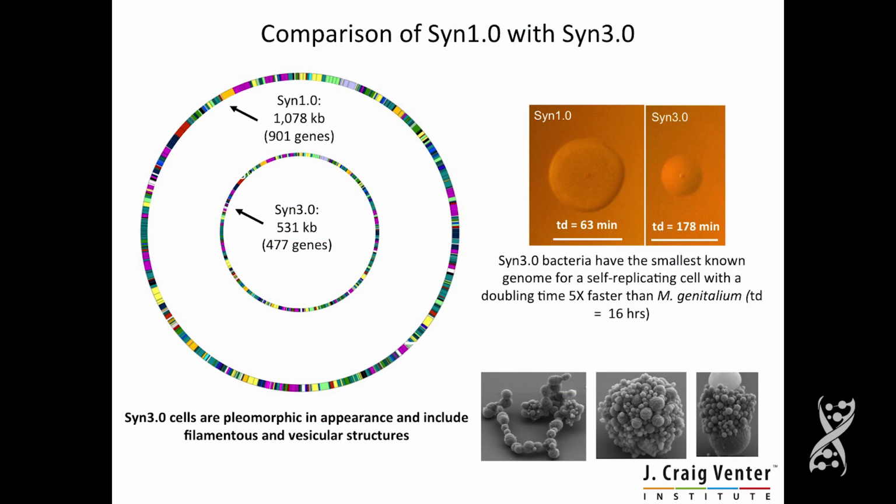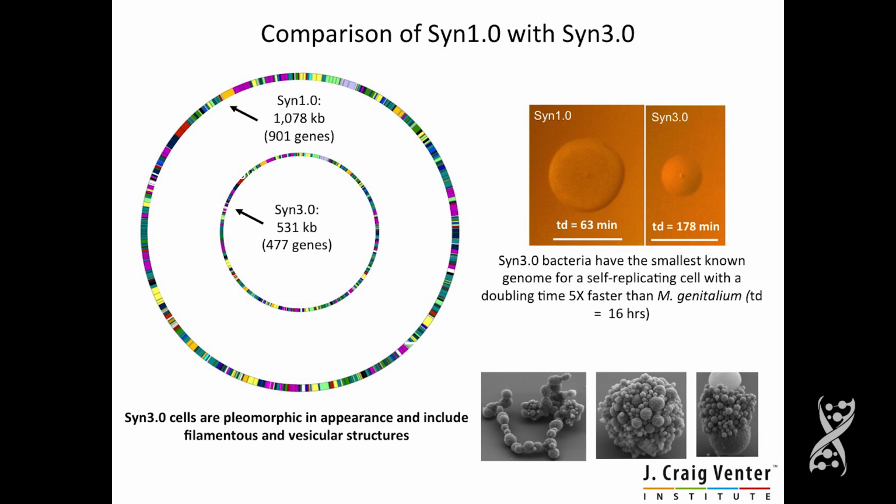If you just compare the relative sizes, this is the SEN 3 cell. It's 531 kb and 477 genes, actually 473 genes. We didn't correct that number. And here, comparison of colony size. And the phenotype is a little bit ugly here.